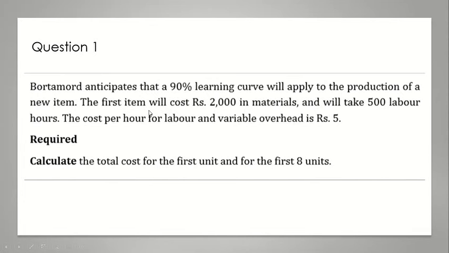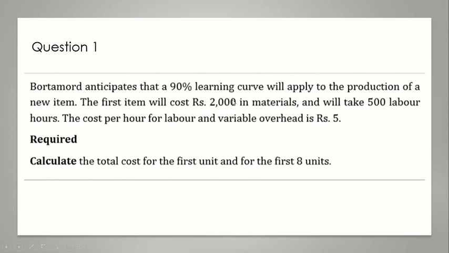Now we'll move to one question, then you can understand it easily. So this is question number 1. Here Bottom Mode anticipates that a 90% learning curve will apply to the production of a new item. Since it is a new item, obviously there will be a learning curve impact, and they have given 90% as the learning curve. Then they are saying the first item will cost 2000 in materials and will take 500 labor hours.